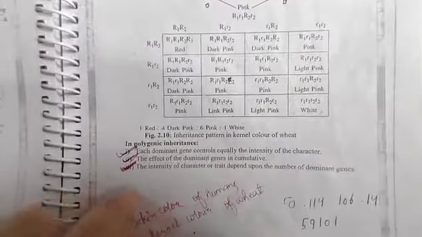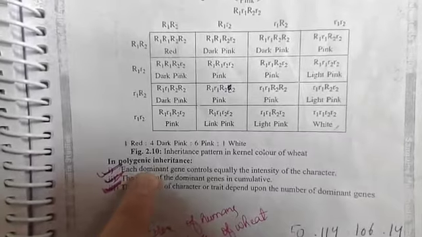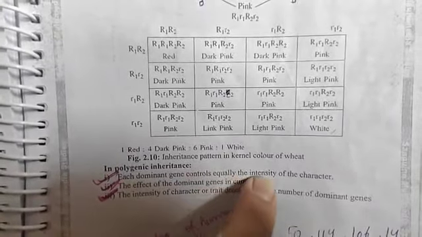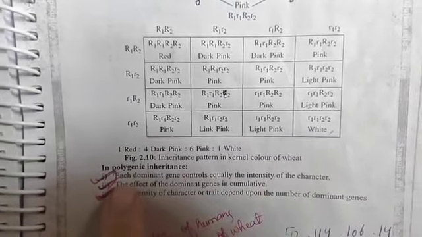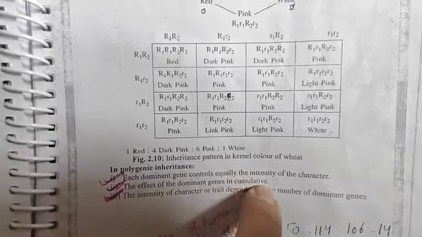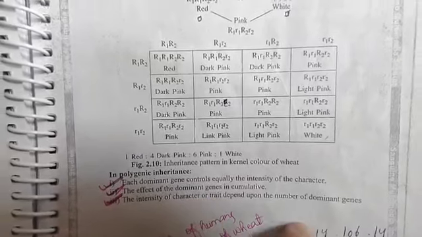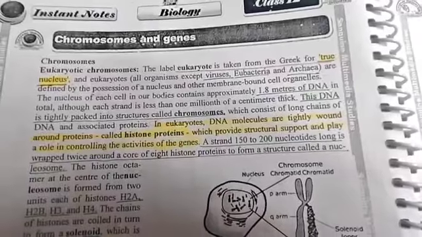So, in polygenic inheritance, each dominant gene controls equally the intensity of the character. The effect of dominant genes is cumulative. The intensity of the character or trait depends upon the number of genes.